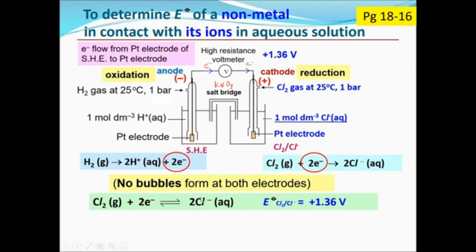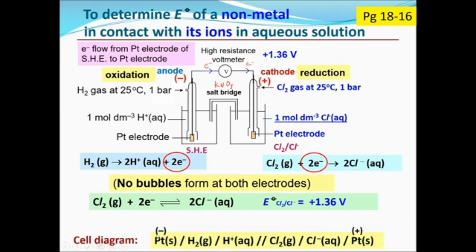The cell notation, as explained earlier, will be written in a manner like this, right? Where you go from left to right, anode first, negative, showing the oxidation process. Then the cathode, where is the reduction process. So A to C, anode to cathode, that's the electron flow as well. So that helps us to remember that.